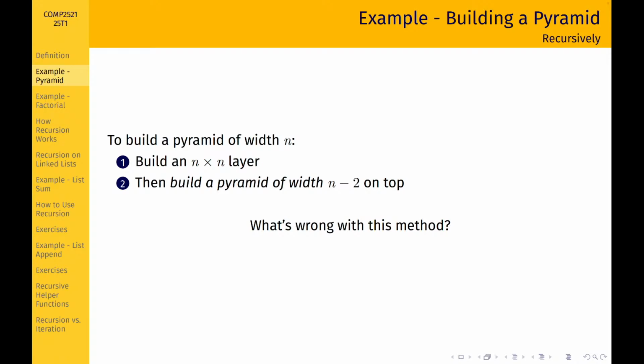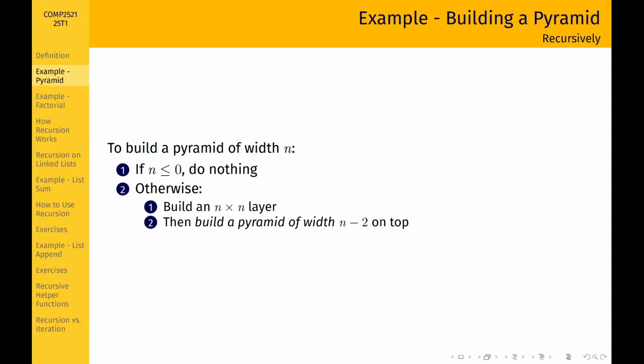Imagine when n is equal to 1. Then what is it going to do? It's going to build a 1 by 1 layer of blocks. Then it's going to try to make sense of the second instruction, which is to build a pyramid of width 1 minus 2, which is negative 1. How does it build a pyramid of width negative 1? That doesn't make any sense. So the problem is that we don't have a condition for stopping the recursion. What we need is something called a base case, or a stopping condition.